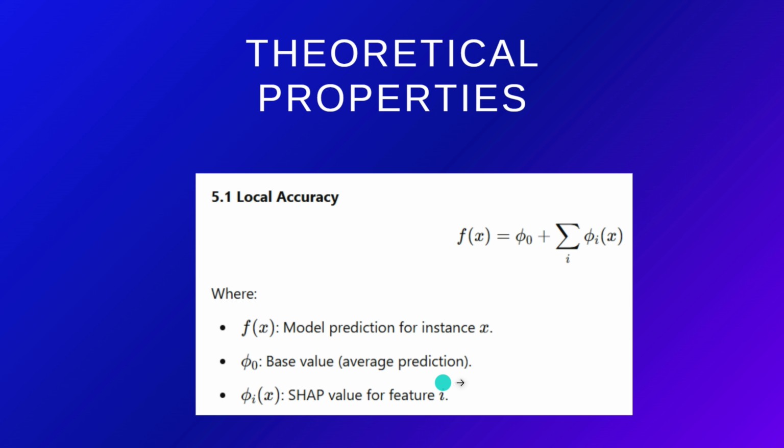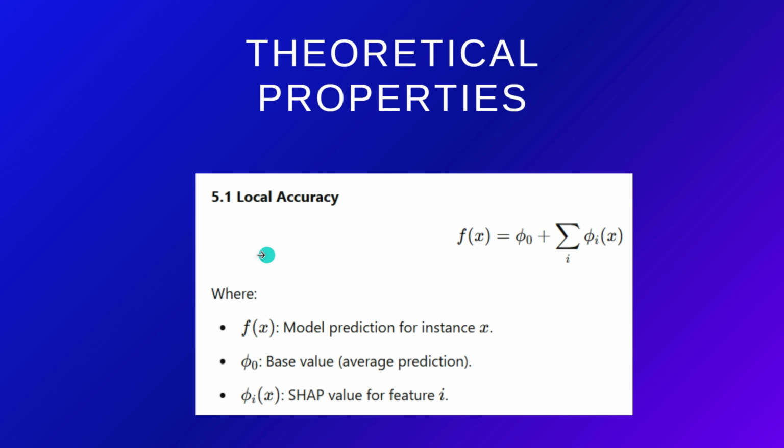And here is how it all comes together. The formula ensures that the prediction, f of x, is fully explained by the sum of the base value, which captures the global average behavior of the model, and the individual contributions from each feature. This property is important because it guarantees that the SHAP explanation is both complete and accurate. The contributions of all the features together plus the base value exactly reconstruct the model's prediction for the given instance. Nothing is left unexplained.